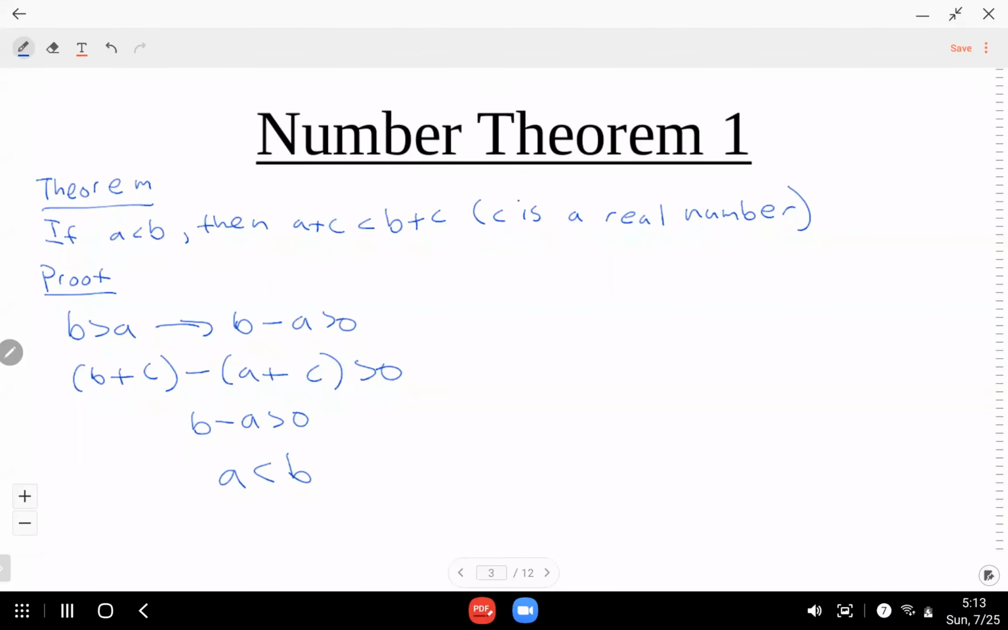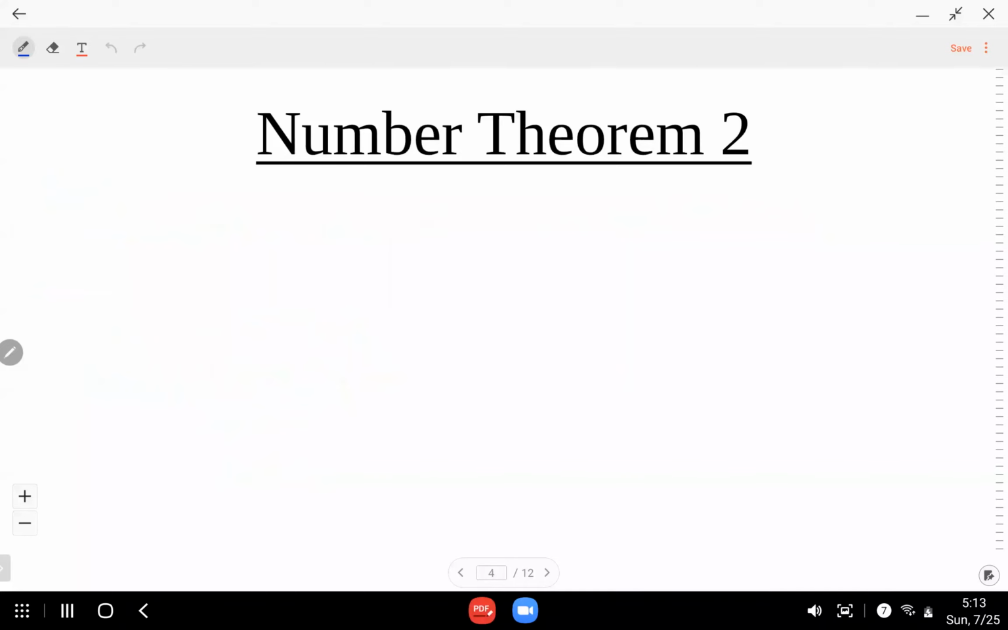No? Okay, so the second theorem is very similar to the first one. The second theorem is AC is less than BC, okay, if C is greater than 0. Okay, so how are we going to prove this? All right, how are we going to prove this?